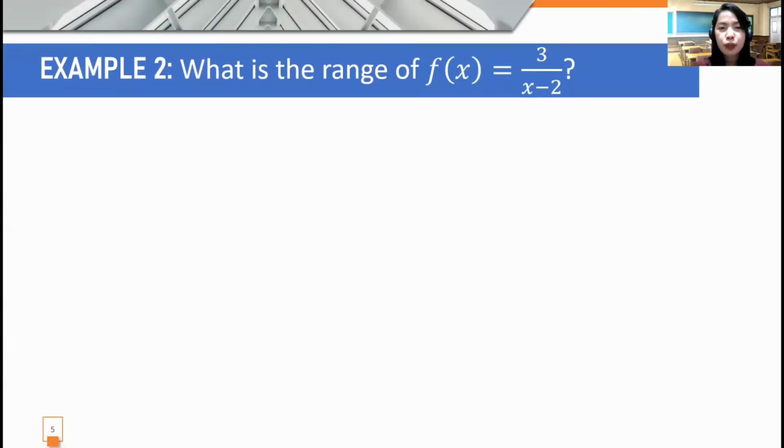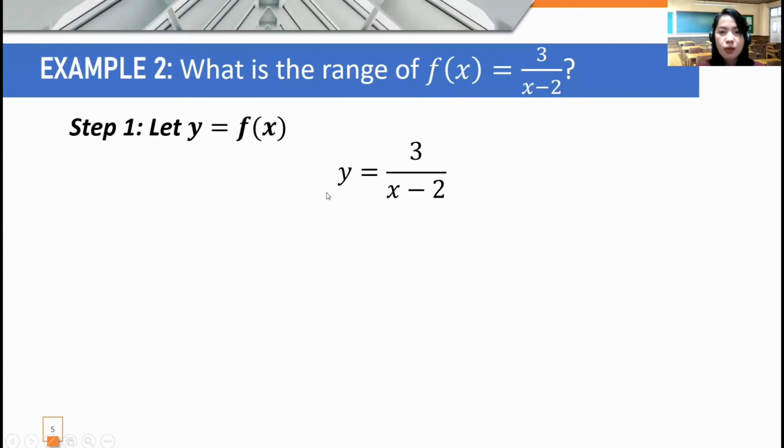Example number 2. What is the range of f of x equals 3 over x minus 2? To get the range, step 1, let y equals f of x. In the given function, we have f of x equals 3 over x minus 2. Replace the function notation f of x by y. That is y equals 3 over x minus 2.